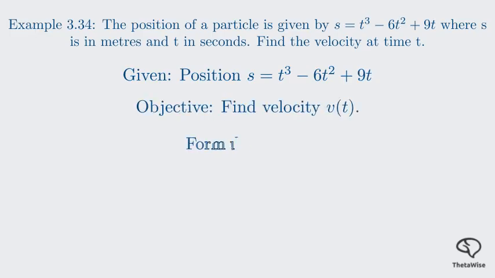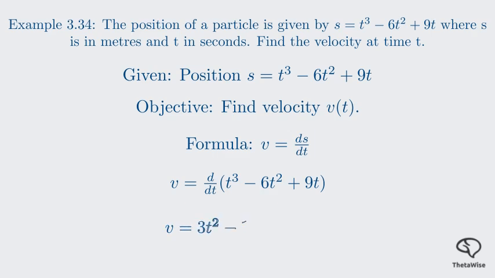We know the relationship. Velocity is the derivative of position. So we need to differentiate t cubed minus 6t squared plus 9t. Using the power rule again, the derivative of t cubed is 3t squared. The derivative of 6t squared is 12t, and the derivative of 9t is 9. Therefore, our velocity function is v equals 3t squared minus 12t plus 9. This equation will be useful for the remaining parts of this problem.